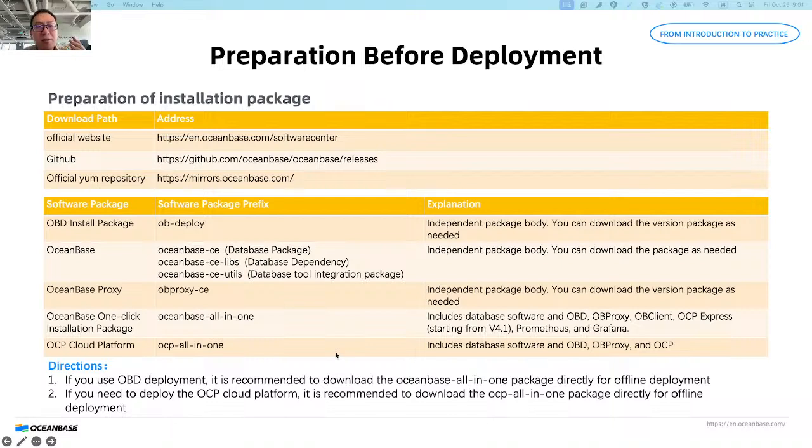The OCP cloud platform package after decompression is also an OCP all-in-one directory, which contains OBD, OBProxy, and OCP in addition to the database. Here we have two directions. If you use OBD to deploy, we recommend you directly download the OceanBase all-in-one offline package. In this way, you don't have to consider the public network environment. The second one is that if you want to deploy the OCP cloud platform, directly download the cloud platform installation package, because it's basically enough for a production environment or a test environment.